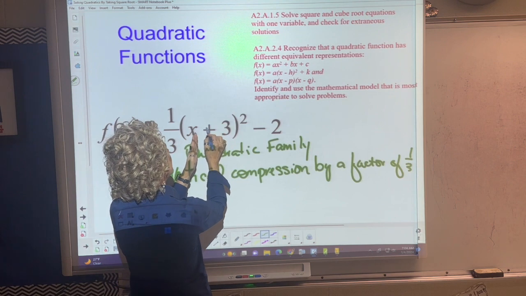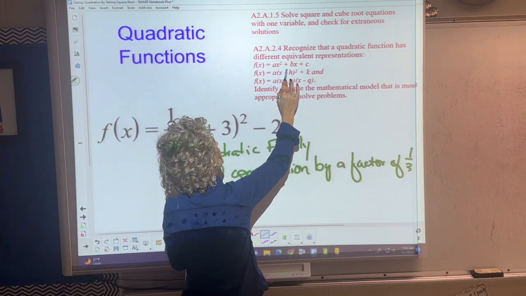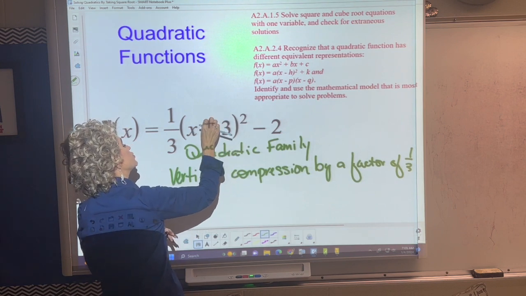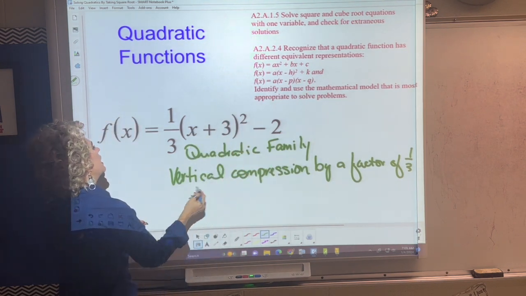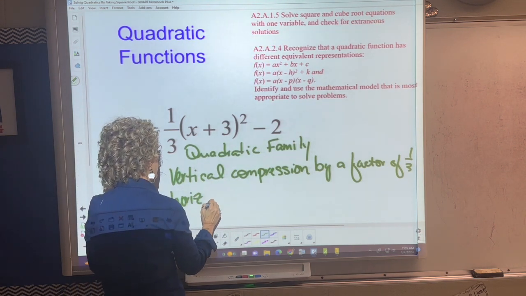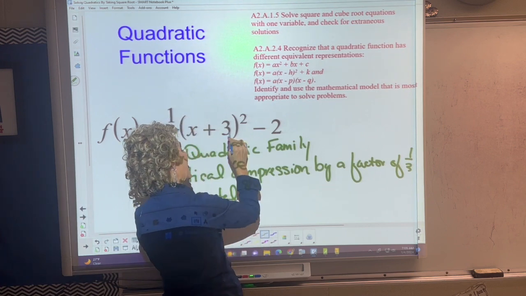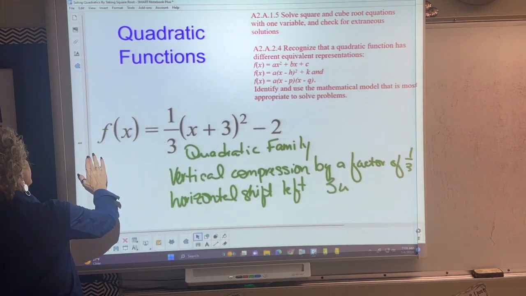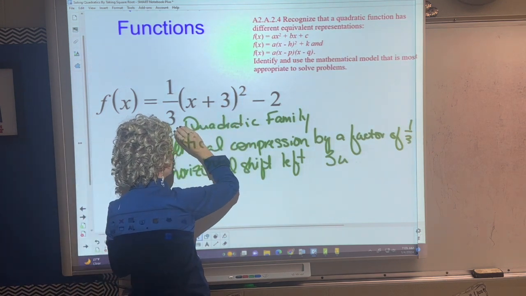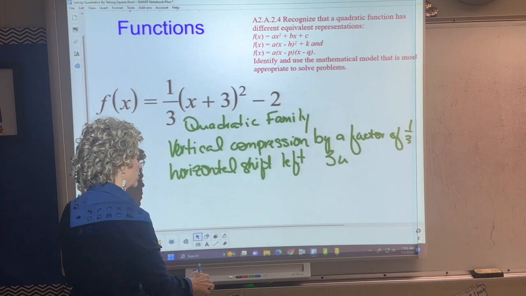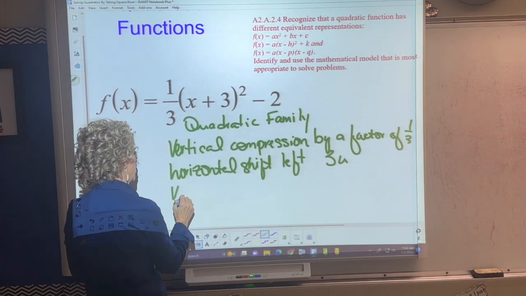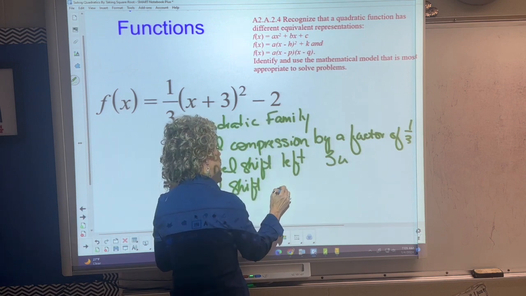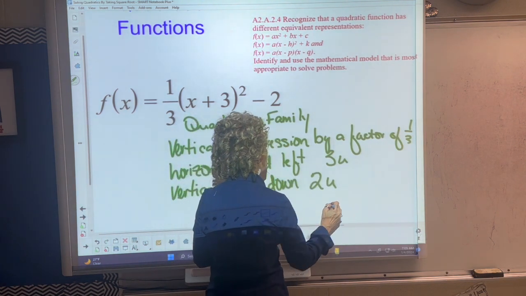The very next thing we see is that +3, and if we remember, it's x minus h. In order to see a plus, this would have to be x minus a -3. So h is a -3. That means we have a horizontal shift, and since it's a -3, our shift is left 3 units. The very next thing that we see, we've already said that it was a quadratic family, is our -2. That's our k value. Our k value is our vertical shift, exactly how it appears. That's a -2, so since it's negative, it's down 2 units.